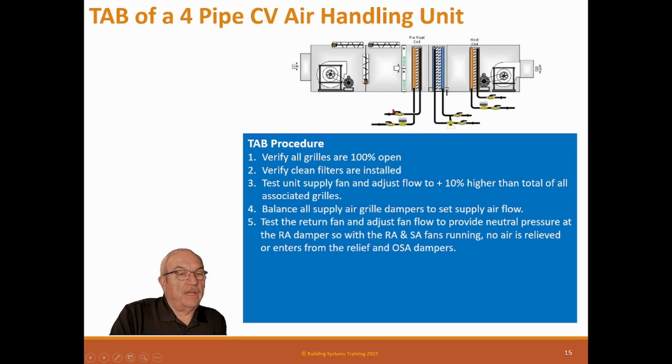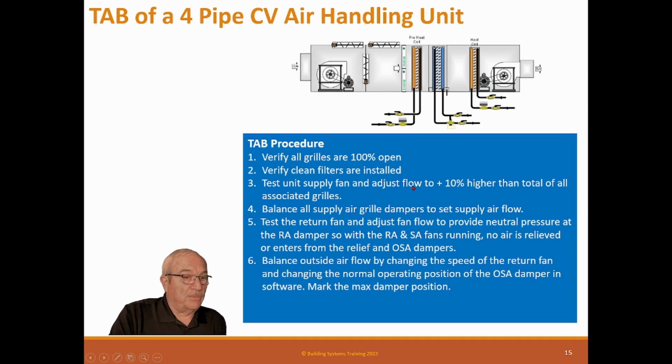Test the return fan and adjust fan flow to achieve neutral pressure at the return air damper. That neutral pressure again, so remember, the air is coming in here, it's not relieving, it goes through here, it becomes negative to pull in outside air, it goes to this fan. This is really where the talent comes into balancing an air handler: if you can get zero pressure there, you're doing a good job. Just to let you know, this is what's important.